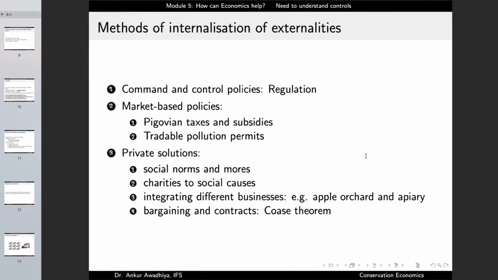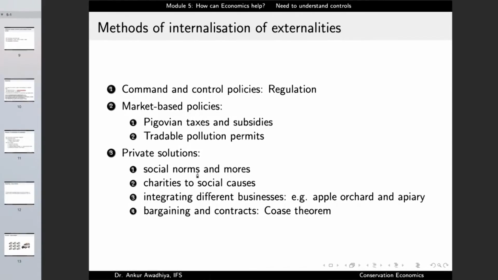So people might boycott those industrialists who are doing a lot of pollution, and people might start to honor those industrialists who have taken exemplary steps to reduce the levels of pollution. So through social norms and mores, also we can bring in a mechanism to internalize the externality. Other examples are charities to social causes. So there could be, say, an NGO who is able to procure these pollution controlling devices, and this NGO goes and fits this device to different industrialists, say free of cost.